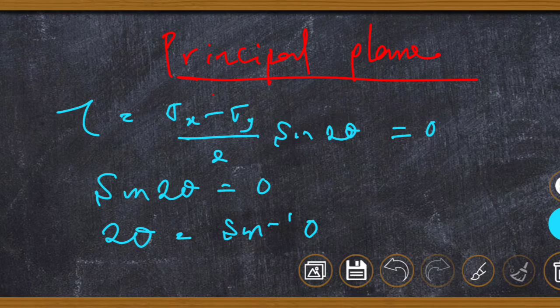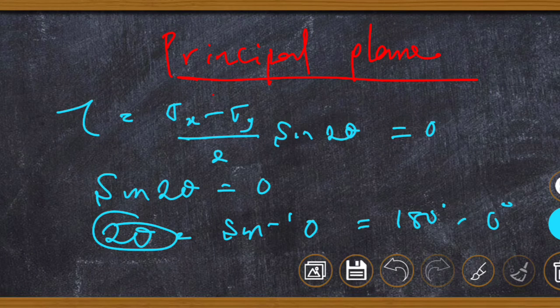Now, sine inverse of 0 will give rise to 180 degrees, or I have 0 degrees itself. So my sine inverse of 0 can easily give 180 degrees or 0 degrees. Now, this 2 theta here represents my principal plane. That means a plane in which the total shear stress is equal to 0.